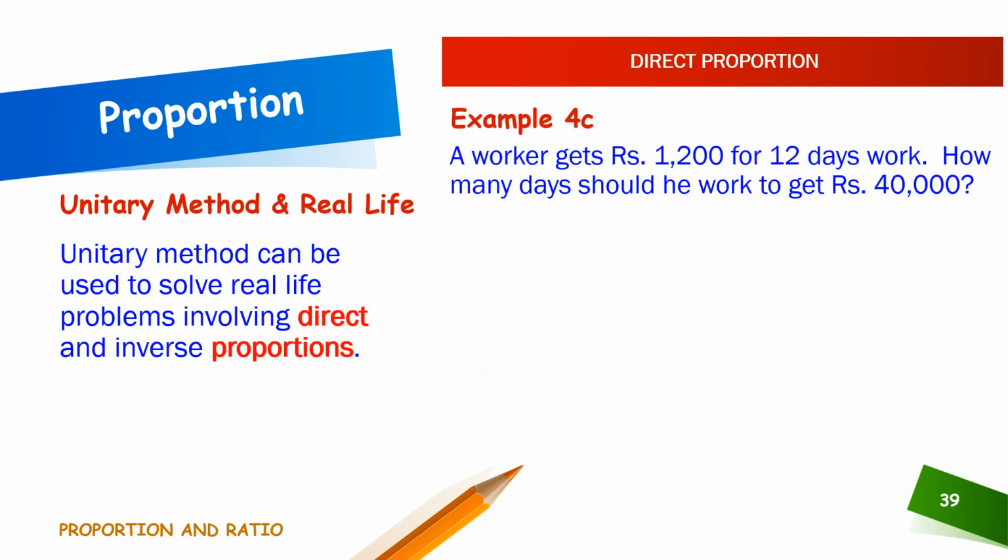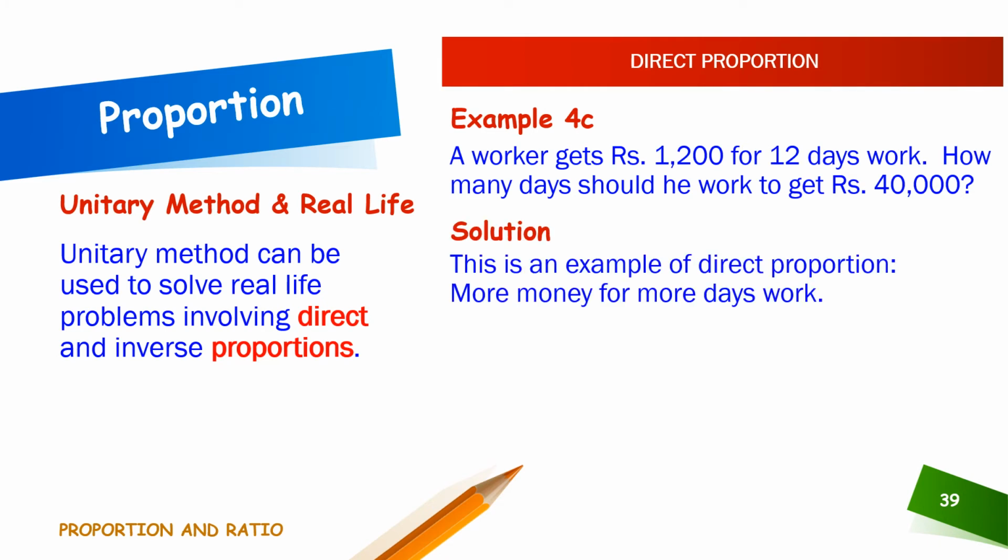Let's look at one more example of direct proportion. A worker gets 1,200 rupees for 12 days of work. How many days should he work to get 40,000 rupees? So let's solve this. Again, this is an example of direct proportion. The worker will get more money for more days of work.